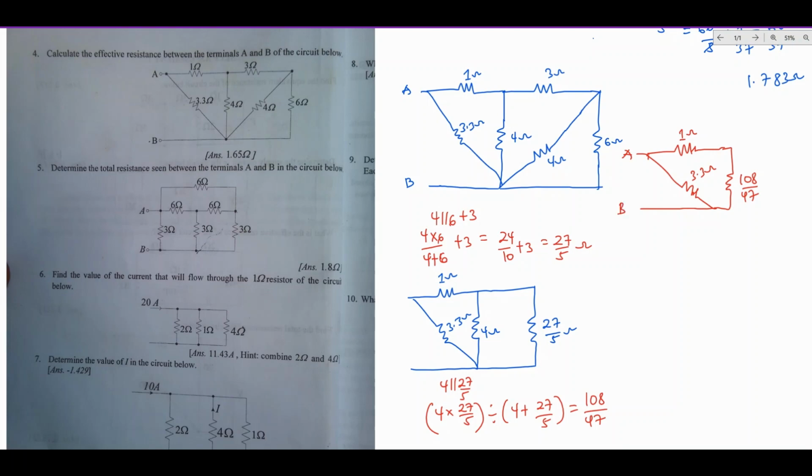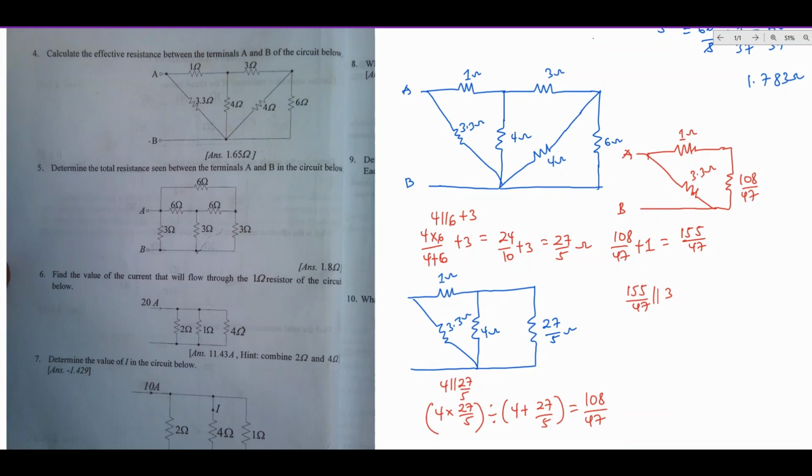So you see that the 1 ohm and the 108 on 47 are in series, so we are going to add them: 108 on 47 plus 1. Let's see what you're going to get. That gives us a value of 155 on 47. This will be in parallel connection with the 3.3 ohms. So let's take note of that. So we are going to have 155 on 47 parallel 3.3.